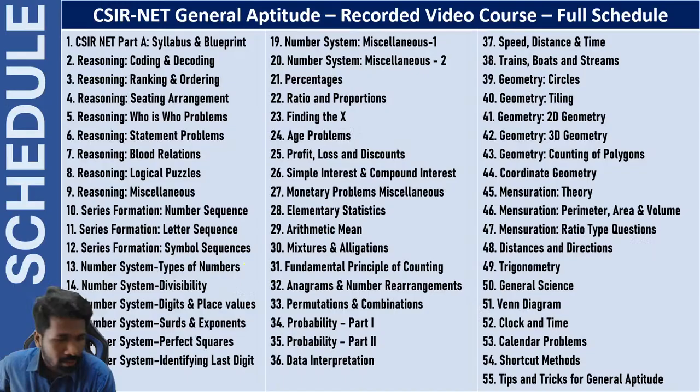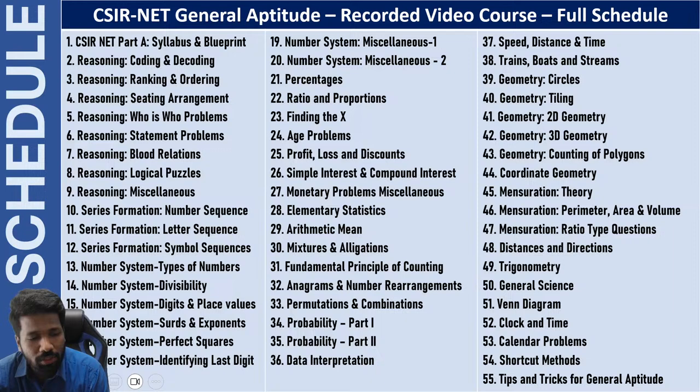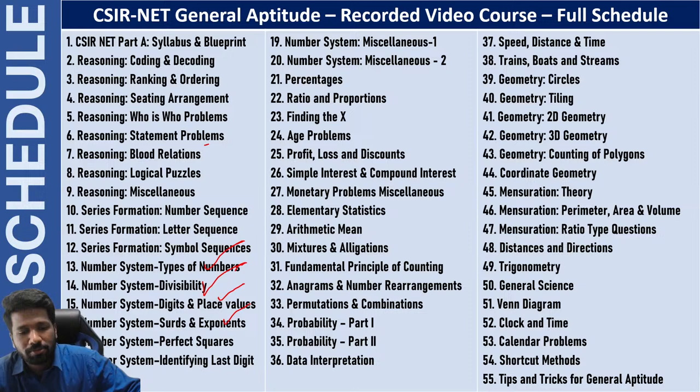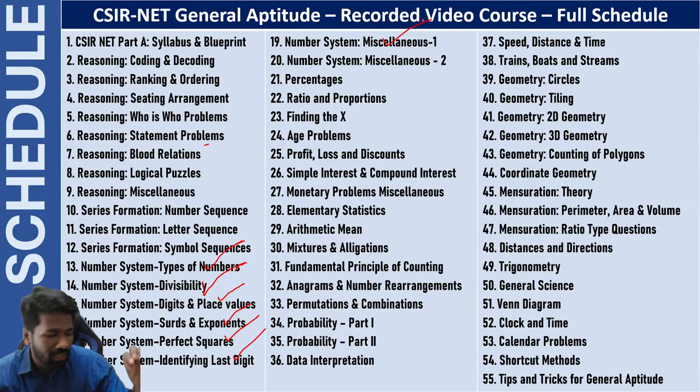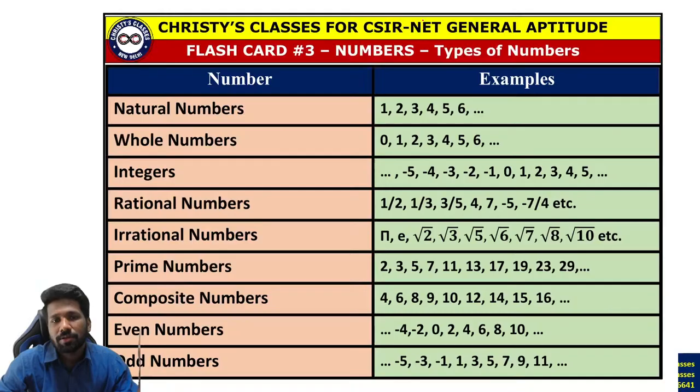So let us start. Today we are discussing number system related questions which came in June 2023. Logical reasoning related questions we already discussed in another video, that you can check out after watching this video. Number system, that is types of number, divisibility, digits and place values, surds and exponents, perfect square, identifying last digit, miscellaneous number system questions. From these areas the questions have come.